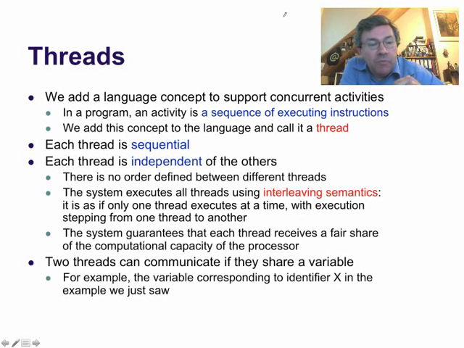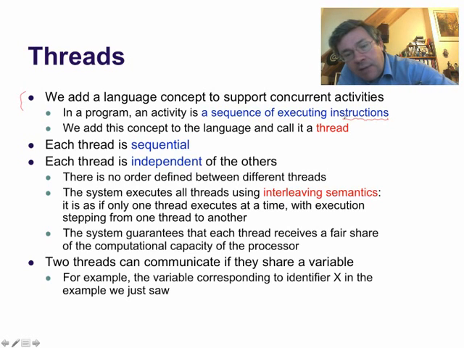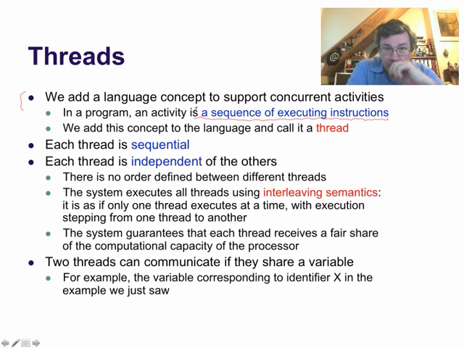Now that we've seen how data flow works, let's see how we can add a concurrent activity to the language. We need to do this as a new language concept because the language we've seen up to now does not have this. Let's say that an activity is a sequence of executing instructions. So it's a sequential program. Let's add this to the language and we call it a thread. Each thread is sequential.